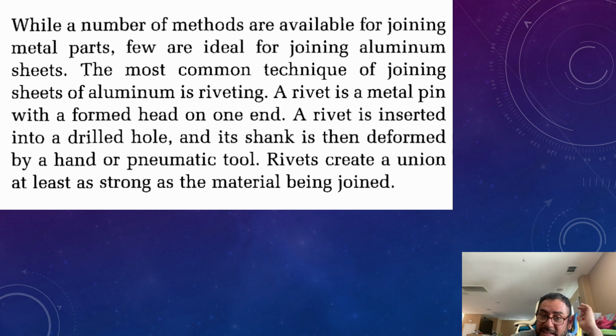A rivet is a small metal pin with a formed head on one end. A rivet is inserted into a drilled hole, and its shank is deformed by hand or pneumatic tool. Rivets create a union at least as strong as the material being joined. I think most of you have already had experience with the rivet gun and rivets, so that's a good thing. This is adding a theoretical framework to the practical work that you've already engaged in the lab.